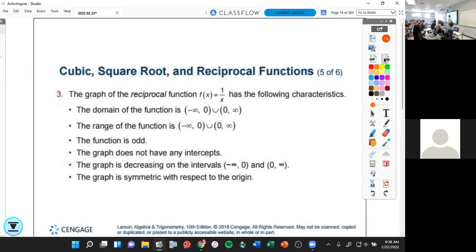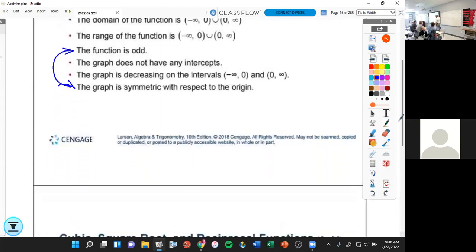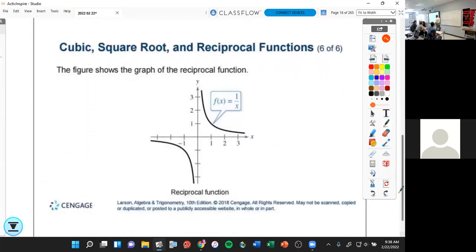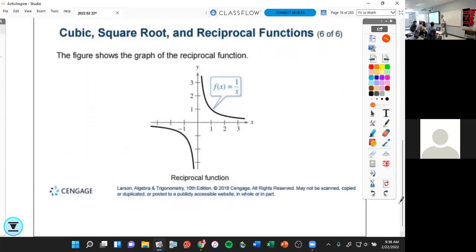Didn't it say that twice? I don't know why they go about this. These two things mean the same, don't they? They mean the exact same thing. Just keep saying it over and over and over. And here's the graph.